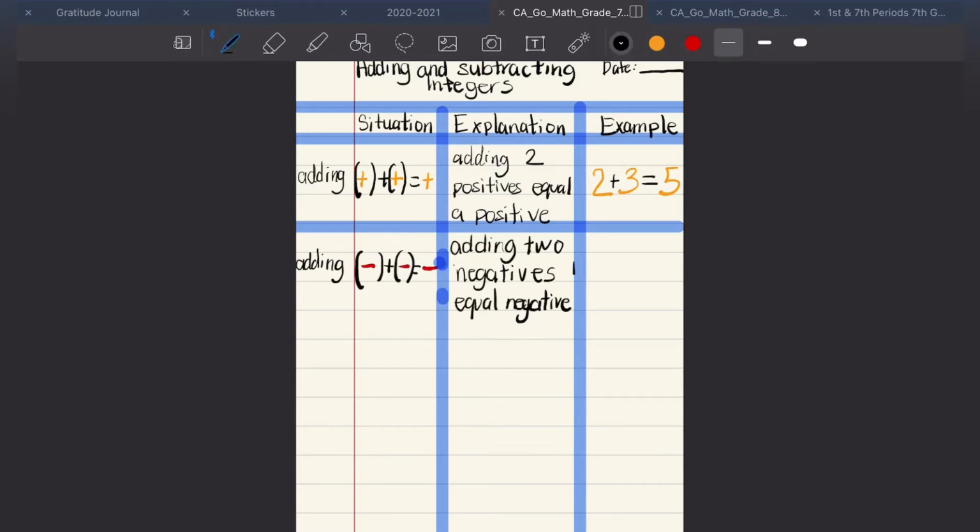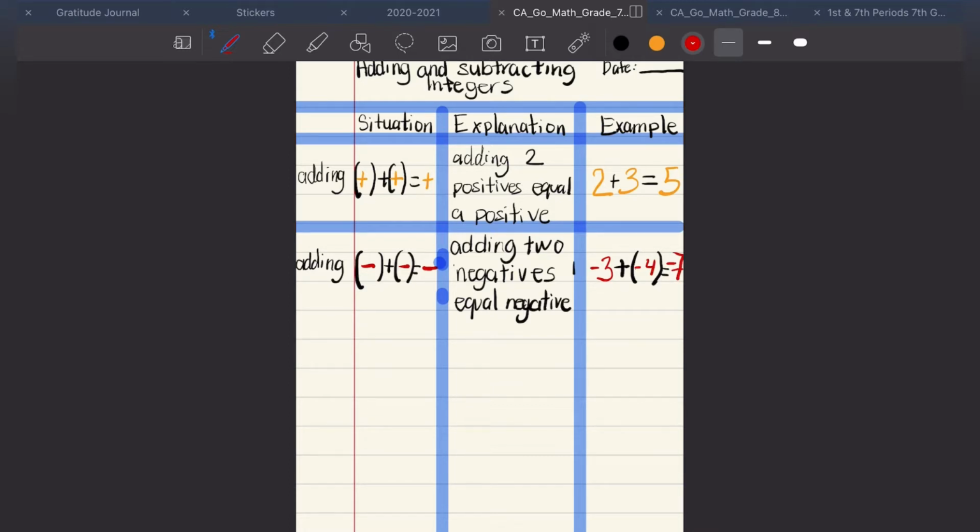And an example of that could be -3 plus, the key is that you are adding, that's why we don't have to deal with adding the opposite and any of that, because we are just adding. So adding -4, and the answer would be -7.